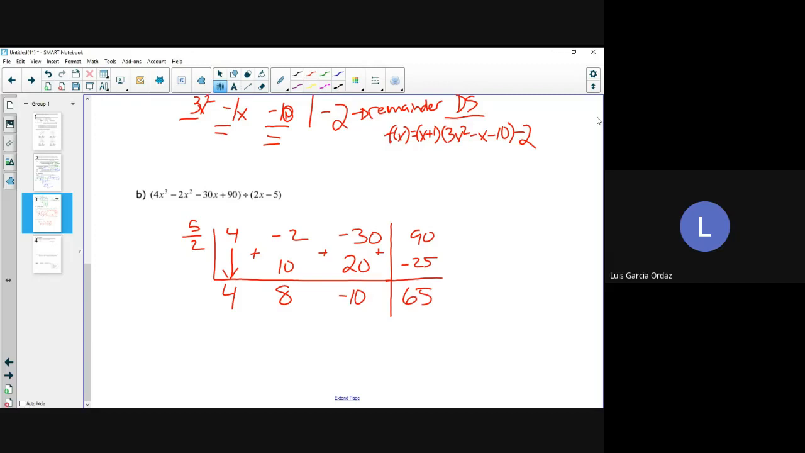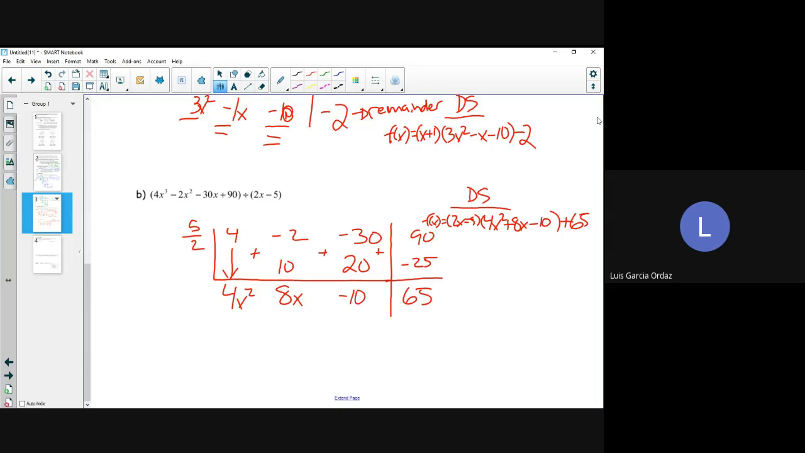So this was associated with x cubed. When we divide, we get what? 4x squared. Then x, and then this stays by itself. Okay, so our division statement: f of x is equal to our divisor, 2x minus 5, multiplied by our quotient, 4x squared plus 8x minus 10, and then plus 65, which is our remainder. Okay?